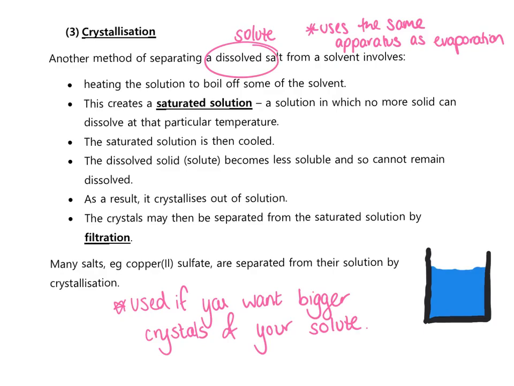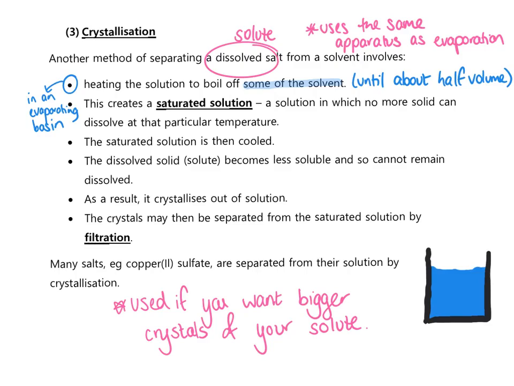So if you look carefully at the method, you're heating the solution to boil off some of the solvent. So you're boiling off some of the solvent until it's about half volume. And you might want to make a note at the side that this is done in an evaporating basin. This creates what we call a saturated solution. A saturated solution is a solution in which no more solid can dissolve at that particular temperature.